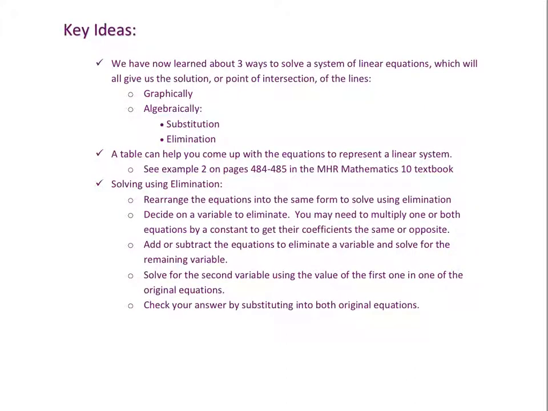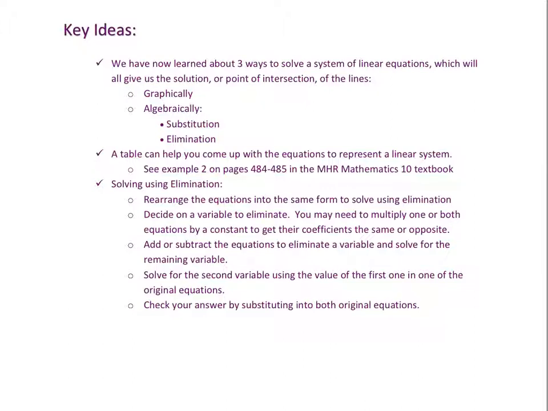So, as a recap of what we did in this section, we have now learned 3 ways to solve a system of linear equations, which all give us the solution, or the point of intersection, of the lines. We can solve it graphically, or algebraically using the substitution method or the elimination method. Sometimes a table can help you come up with the equations to represent a linear system. To see an example of this, check out example 2 on pages 484 to 485 of the McGraw-Hill-Ryerson Mathematics 10 textbook.